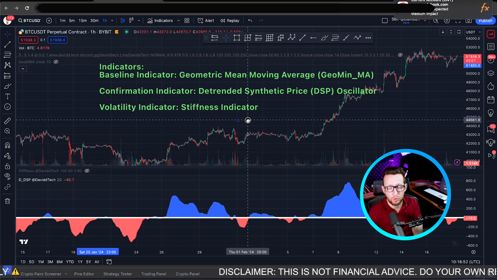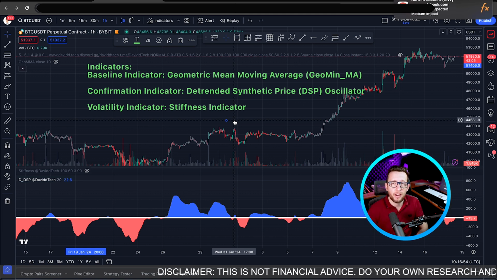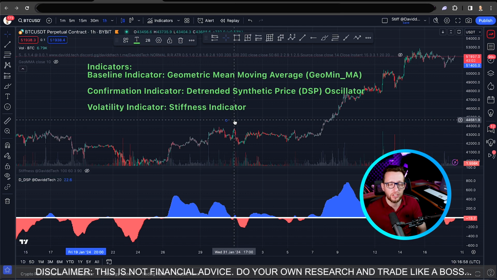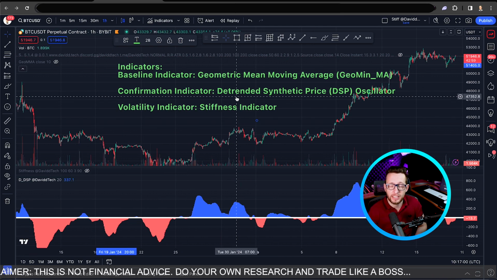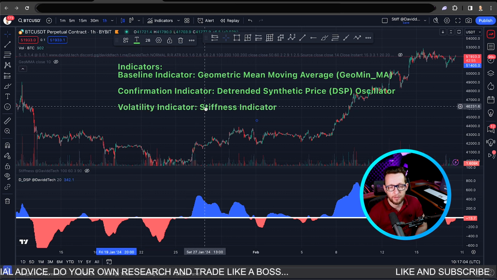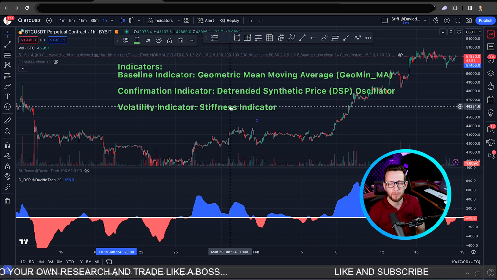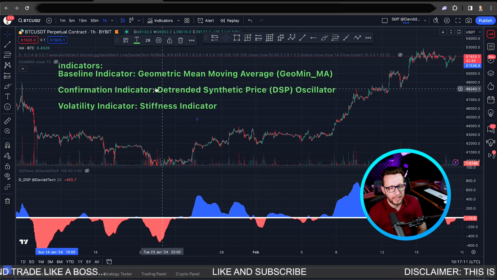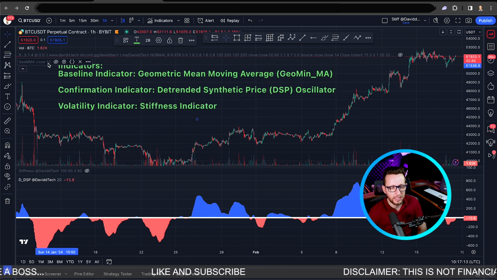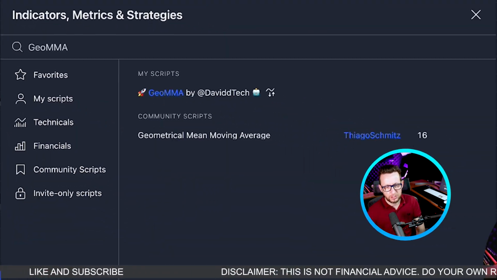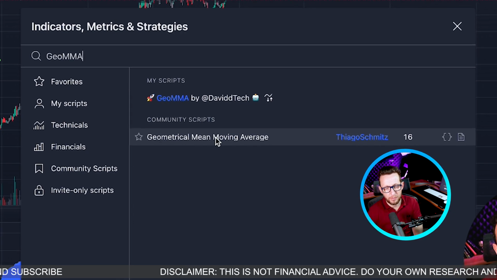We're following rules. Each of those rules will be on the NNFX system. We're looking for a baseline, which will give us our trend direction. We're looking for a confirmation indicator, which will confirm that trend line. And we're then going to be looking for volatility indicators or volume indicators, which we're going to be adding in a second. Okay, so now we're going to be adding our baseline. The baseline is going to give us our trend direction. We're going to be looking for the GeoMMA, which is the geometric mean moving average.